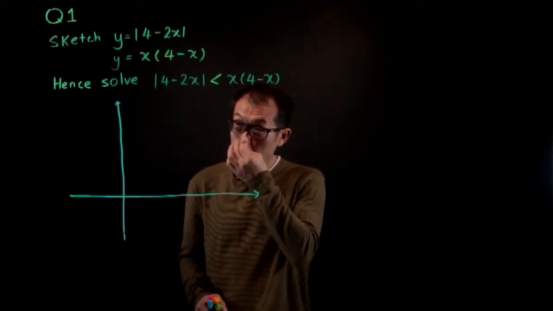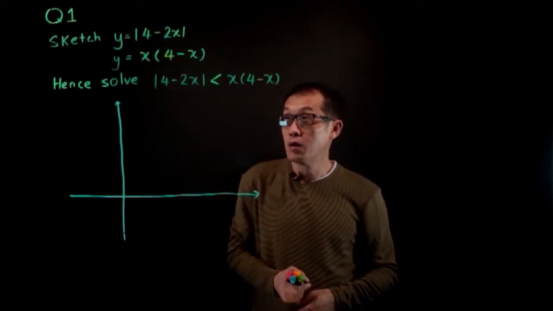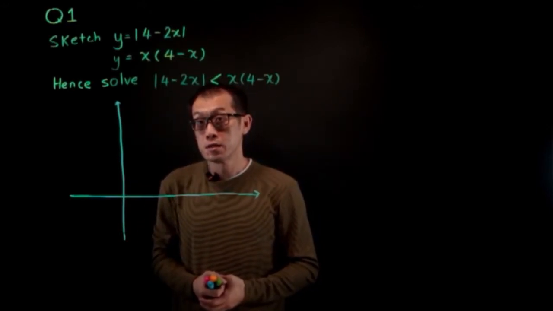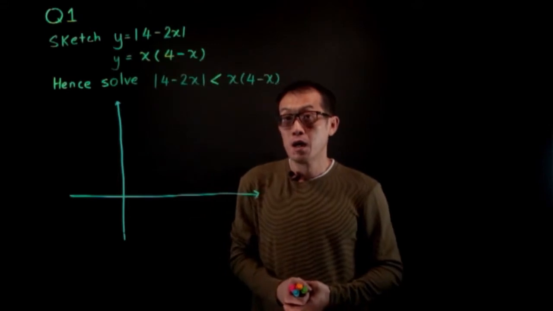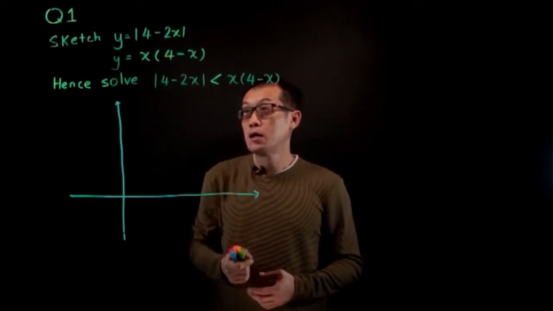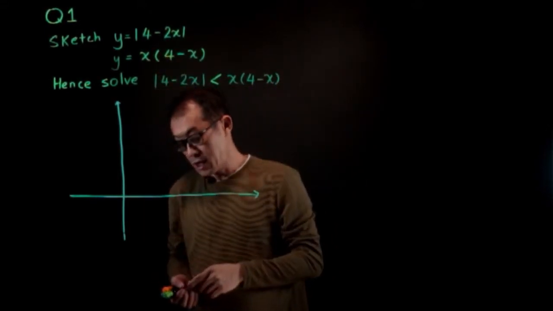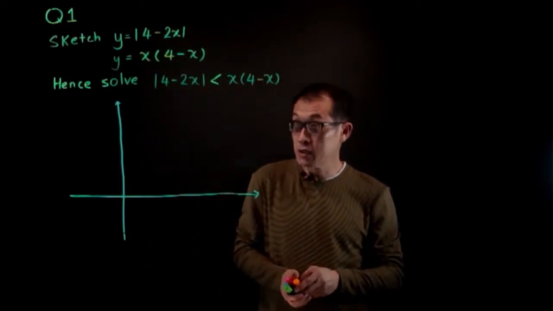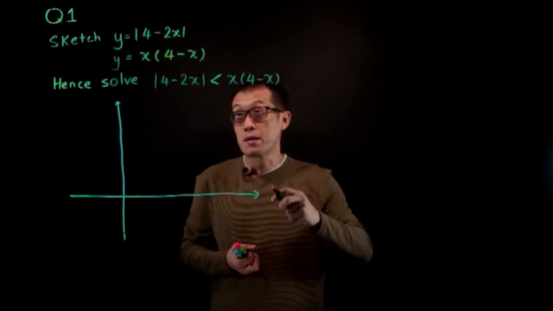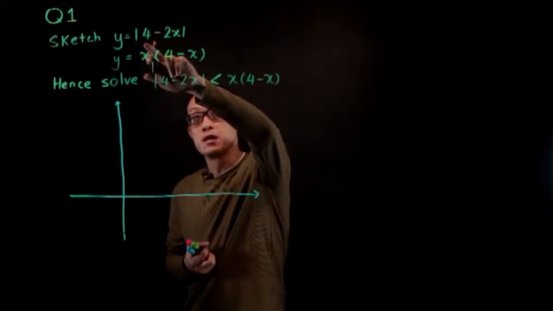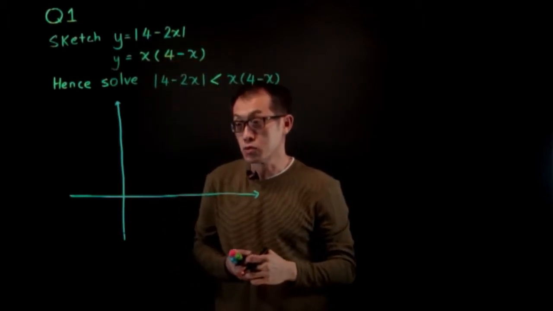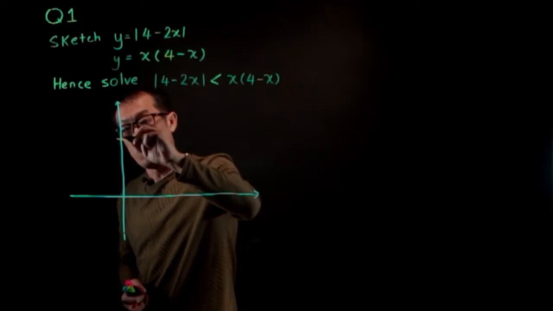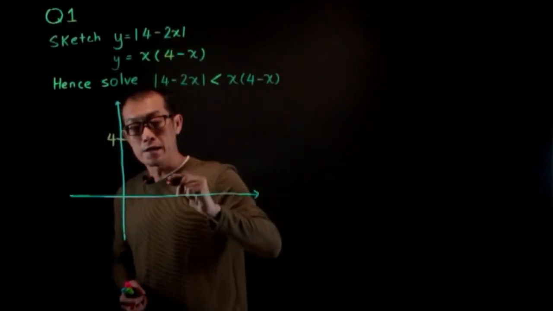Now in question 1, we are asked to sketch these two graphs and then hence solve the inequality. Let's start by sketching the modulus graph. You have learned in Sec 4 how to sketch the modulus graph. First, we start by sketching this function 4 minus 2x. It intersects the y-axis at 4 and the x-axis at 2.